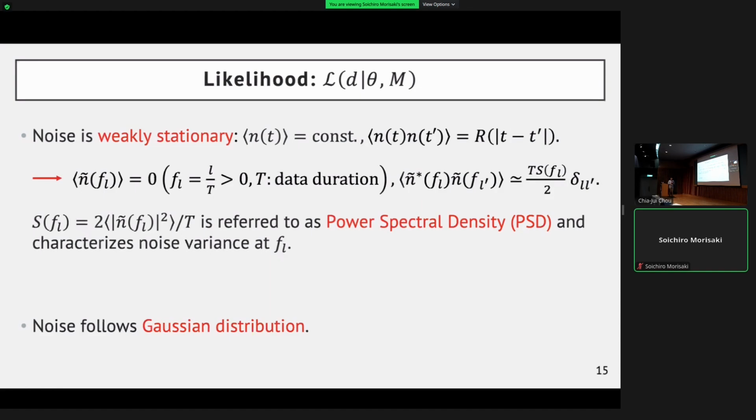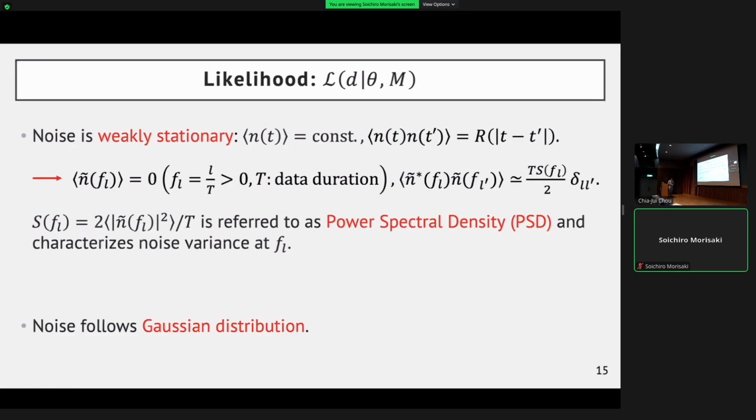And more importantly, we can prove that the correlation of different frequency components is approximately diagonalized. So this correlation is proportional to the Kronecker delta. Here, this S of f is defined by this and referred to as the power spectral density, or PSD for short. And this quantity basically characterizes the noise variance at a certain frequency point f. So a higher PSD value means that we have more instrumental noise at that frequency. I will briefly explain how this PSD is estimated for parameter estimation.